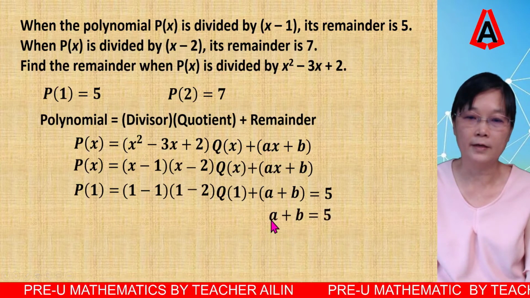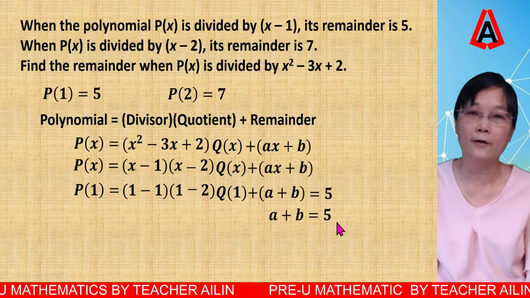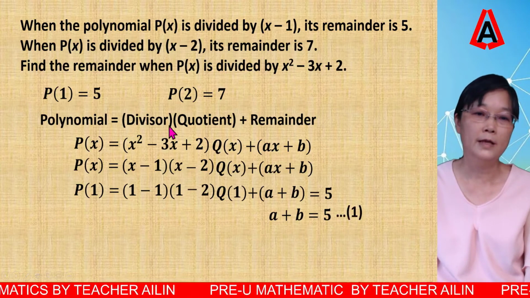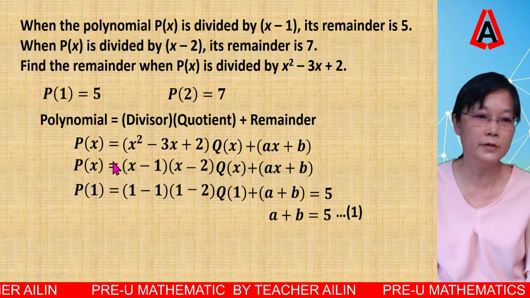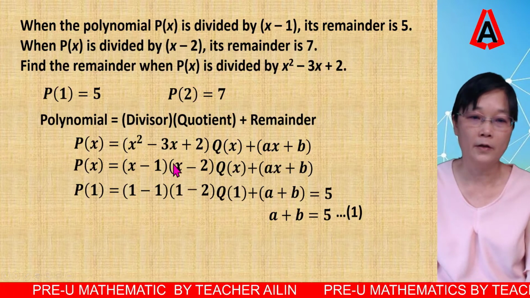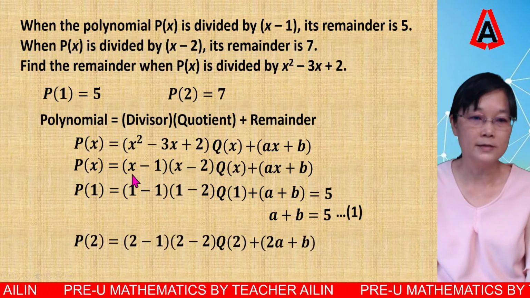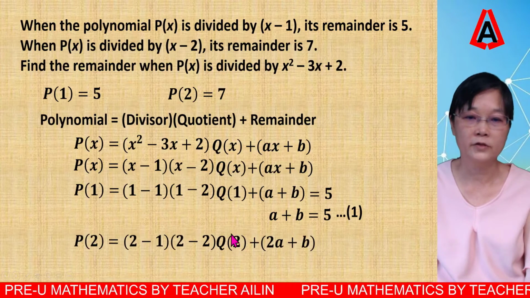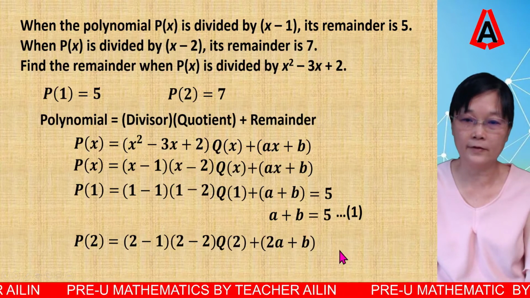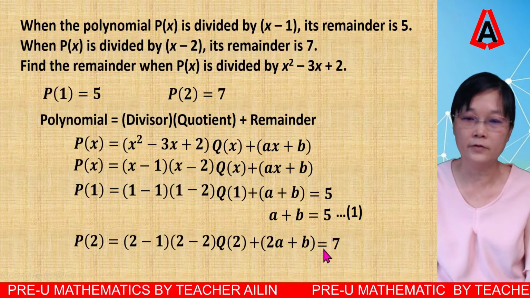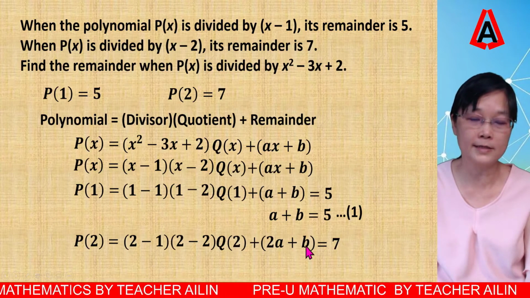So now I will get a plus b equals 5. Next, I'm going to substitute x with 2 into this polynomial. When I substitute x with 2, I find that the answer should be equal to 7. So I write down equals 7 on the right hand side.